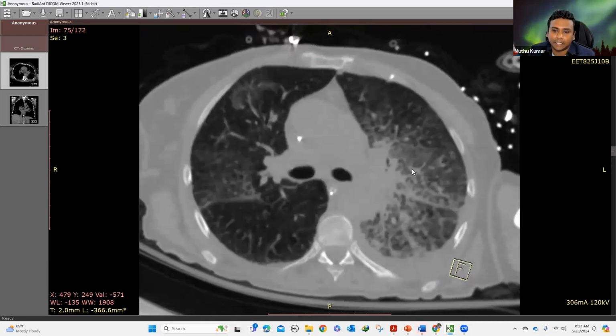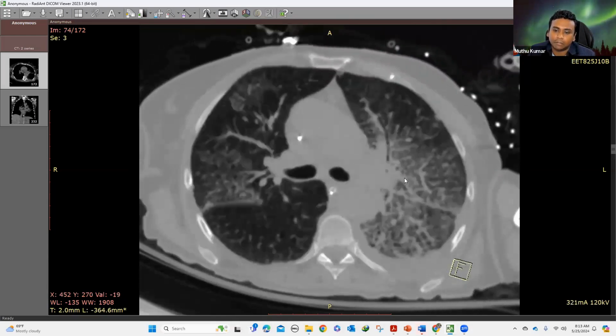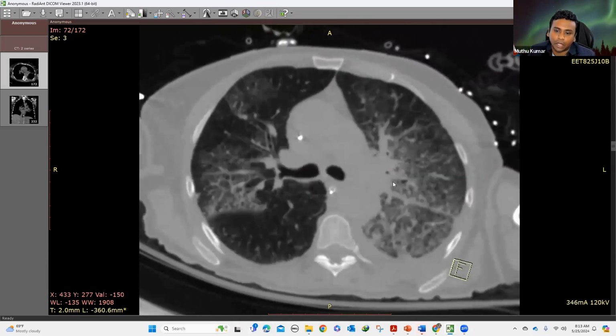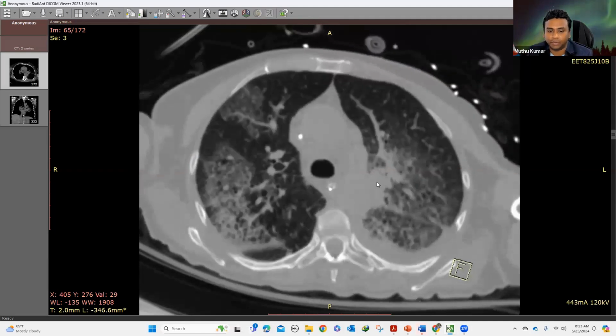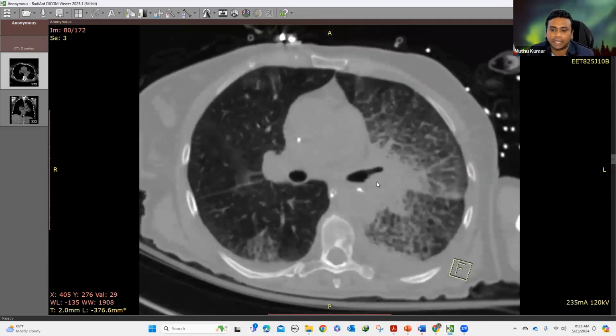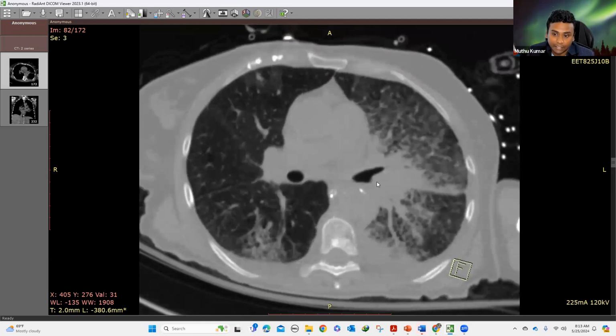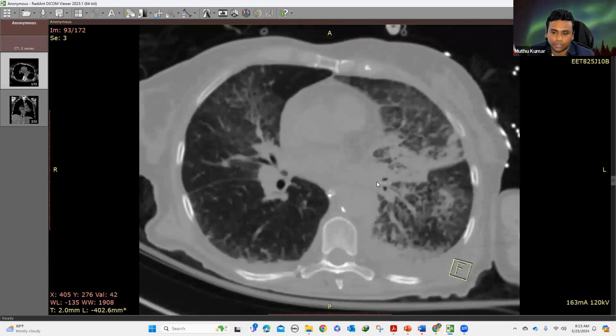And there is a mass-like opacity in the hilum, and also it is extending all the way up until the para-aortic region, which corresponds to the X-ray finding of why there is an ill-defined opacity at the level of the AP window as well. So this is a patient who has a small cell lung cancer with lymphangitic carcinomatosis.